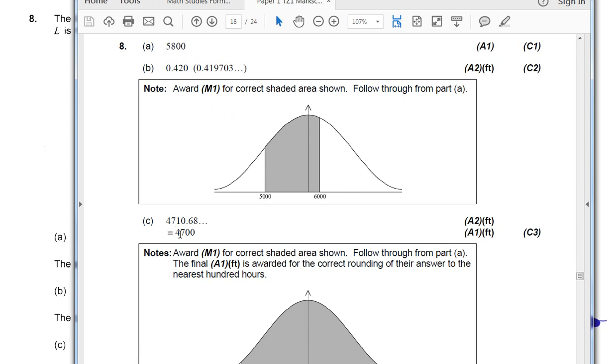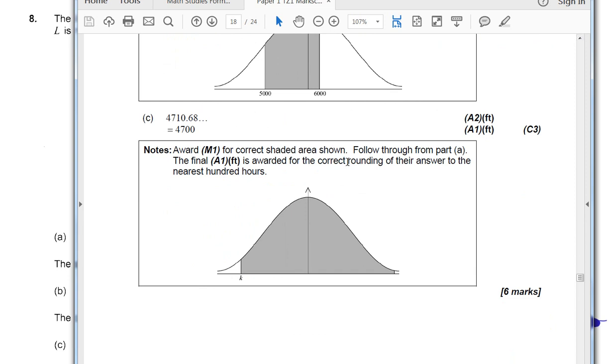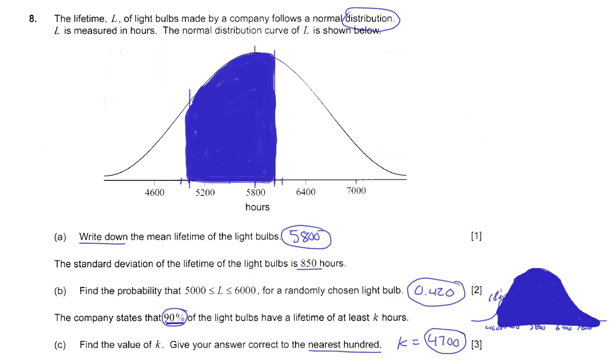So here's our 4,700, which is what we got. And again, notice down here it says award M1 for the correct shaded area shown. So they put K there, and here's all of our shaded piece. Correct rounding off: A1 is awarded for the correct rounding of their answer to the nearest 100, so 4,700. So really going back to this, there's our 10%. We might want to just add on, like they had there, our K value. And all this up here is what we were looking for, that top 90%.